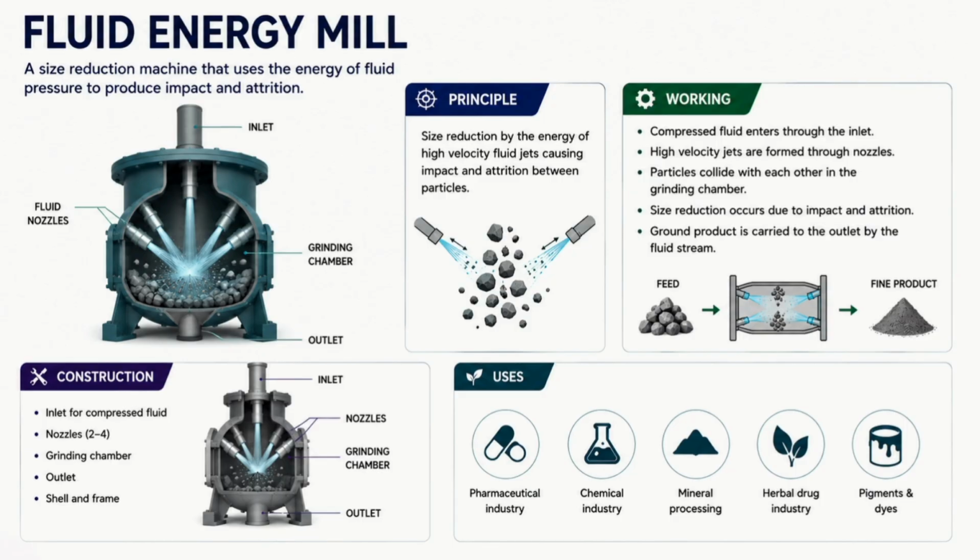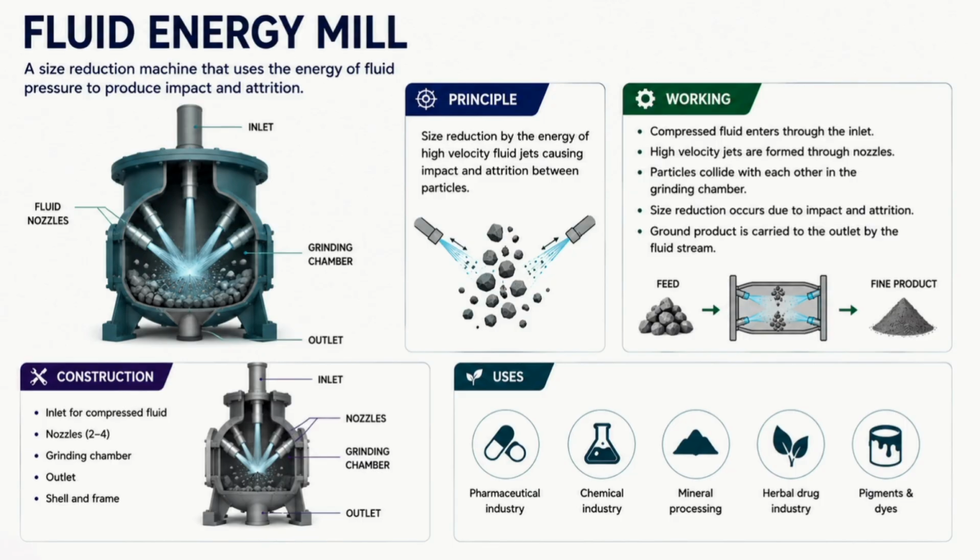Students, the fluid energy mill is also called the micronizer. Compressed air enters through the nozzle at a very high speed. The material is fed into the chamber. The particles collide with each other. Due to impact and attrition, the particles become very fine here.